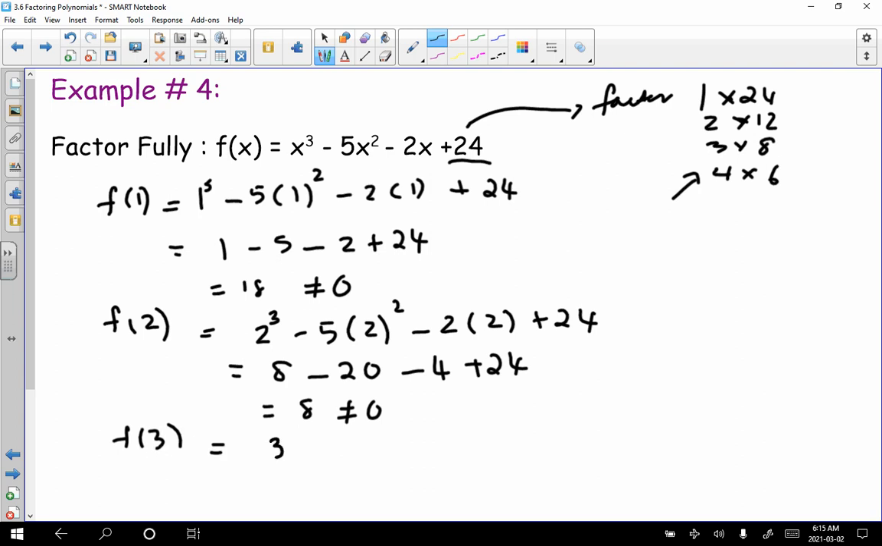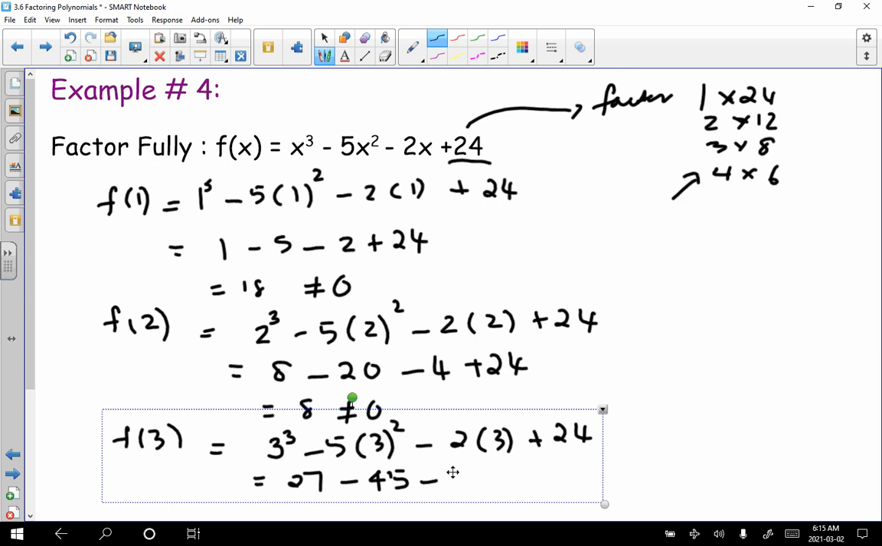That works out to 3 cubed minus 5 times 3 squared minus 2 times 3 plus 24. That works to 27 minus 45 minus 6 plus 24, which works out to 51 minus 51, which is equal to 0.